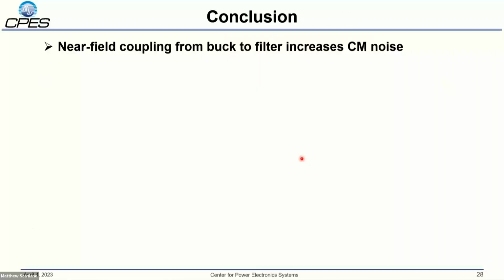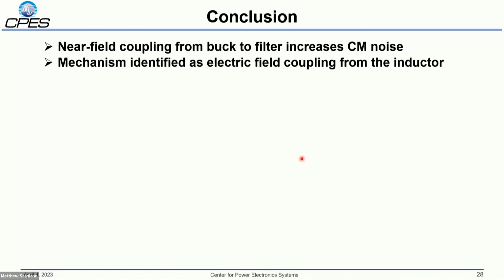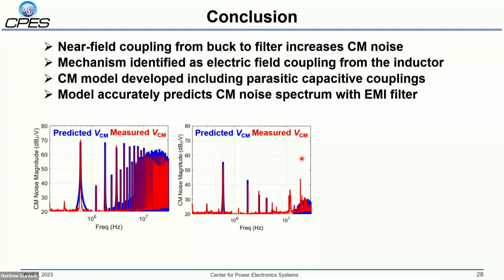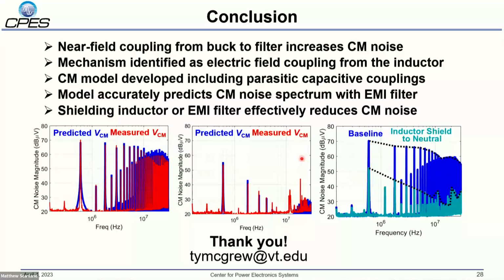So in this work, we identified a near field coupling effect from a buck converter with the EMI filter, which increases the common mode noise. Then we identified the mechanism of this coupling as electric field coupling from our power stage inductor to our EMI filter. We developed a common mode noise model, which includes the effect of near field capacitive couplings, and we use this model to accurately predict the measured noise spectrum with the filter in 2 different locations. Finally, we demonstrated how shielding the inductor or the EMI filter can effectively reduce the CM noise.